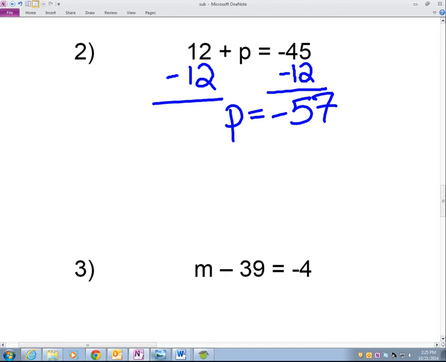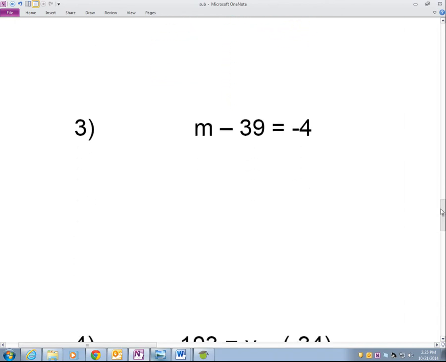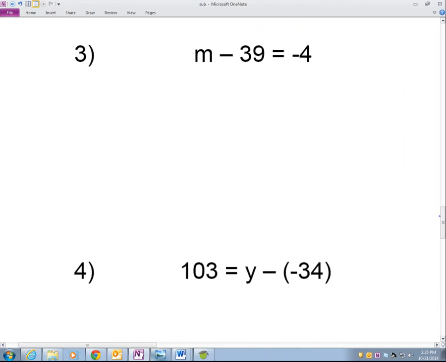39? Okay. So we are going to now do number 3. I would like you to work this one out, show all your work, and we'll see how it goes.